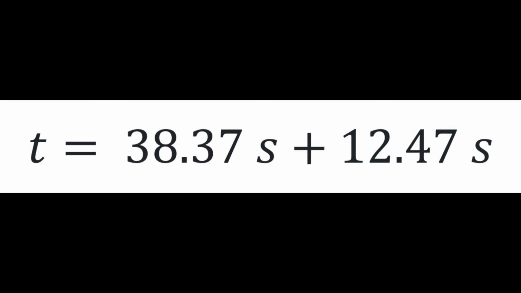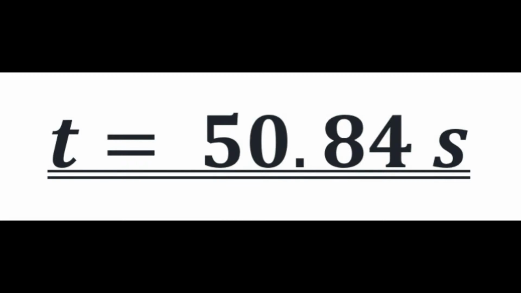Second, we're going to calculate how fast Michael was. The formula for this question is just adding time. So adding 38.37 seconds plus 12.47 seconds is equal to 50.84 seconds.